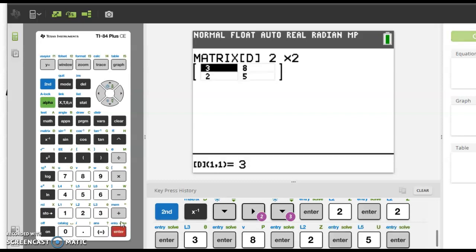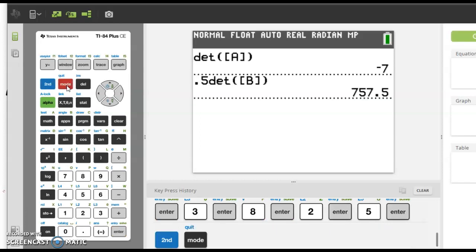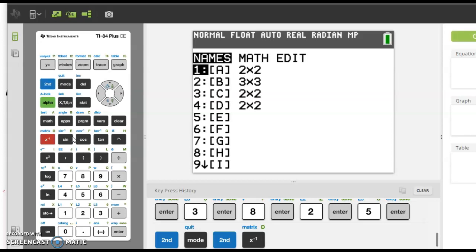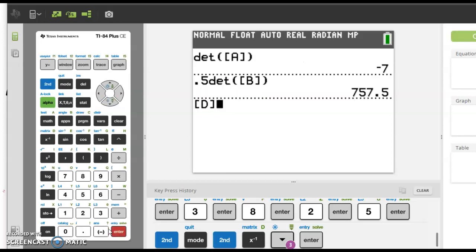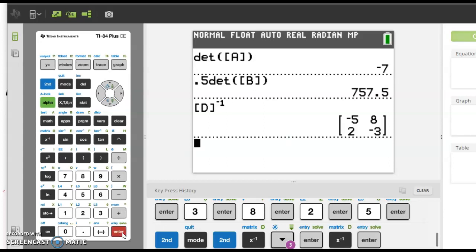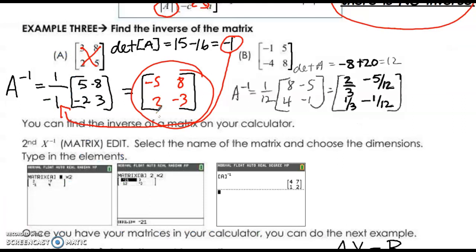Now that I've entered all this, I've told the calculator what matrix D is. Now I'm going to go back and tell the calculator to find the inverse of it. The way we do that is we go to second matrix, tell it the name of the matrix, in this case D, and all we have to do is push the x to the -1 button. Boom, there's our inverse. We just did that by hand, and we get that same answer. So the calculator can do it for you.